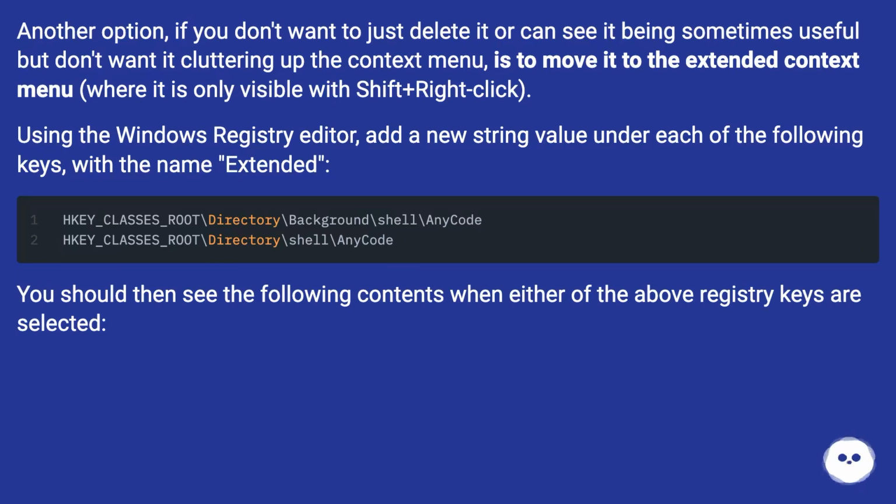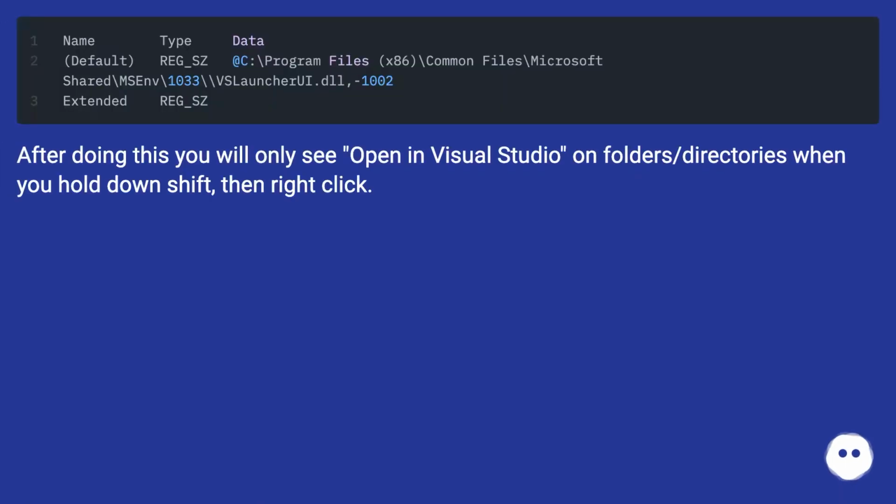You should then see the following contents when either of the above registry keys are selected. After doing this, you will only see Open in Visual Studio on folders/directories when you hold down Shift, then right-click.